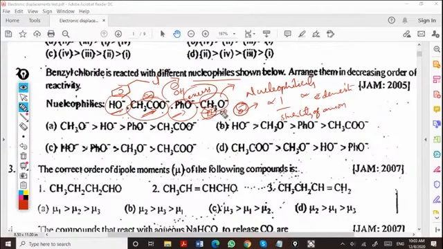So methoxide, then hydroxide, then phenoxide, then acetate. Methoxide, hydroxide, phenoxide, acetate. So option A is correct.